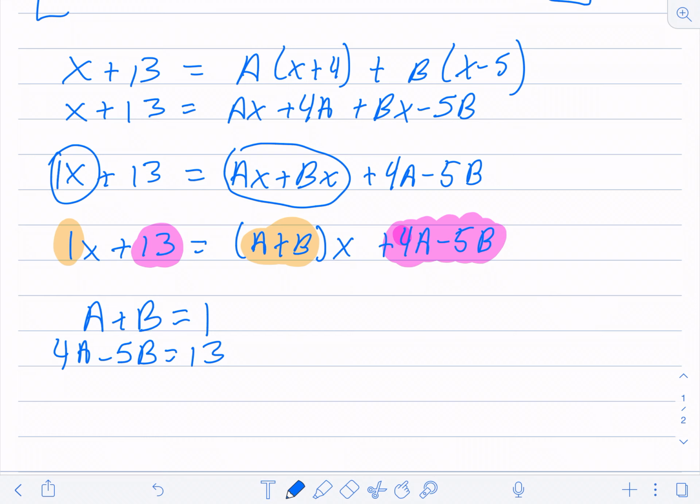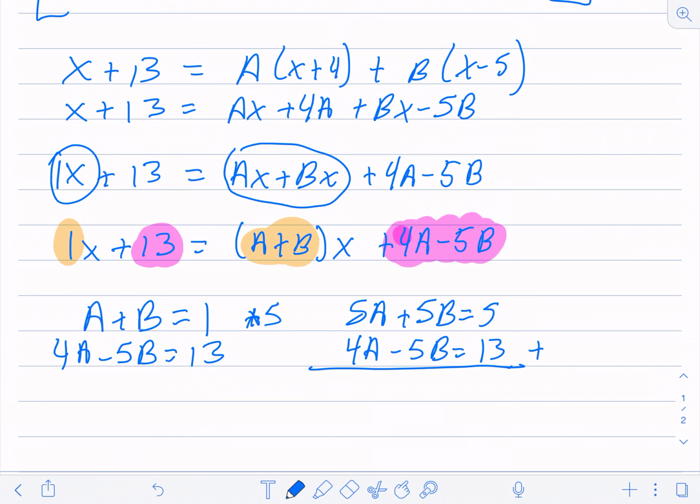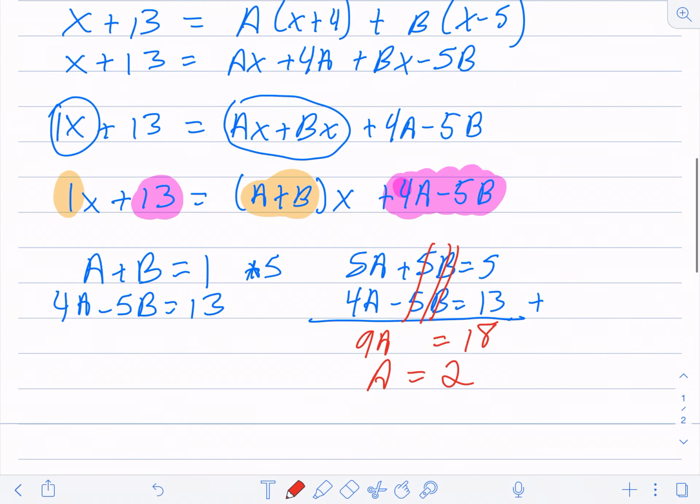I'm going to multiply that entire top equation times 5. And I'm going to get 5a plus 5b is equal to 5. And the reason I did that is because down here I've got 4a minus 5b is equal to 13, right? And through elimination, I can combine those two, and this is going to cancel out, and I'm going to be left with 9a is equal to 18 when I add them all up, which means a is equal to 2. Well, if a is equal to 2, I can now substitute that in one of my other equations. I know 2 plus b is equal to 1. Well, that means that b has to equal negative 1. Well, there I solved it.